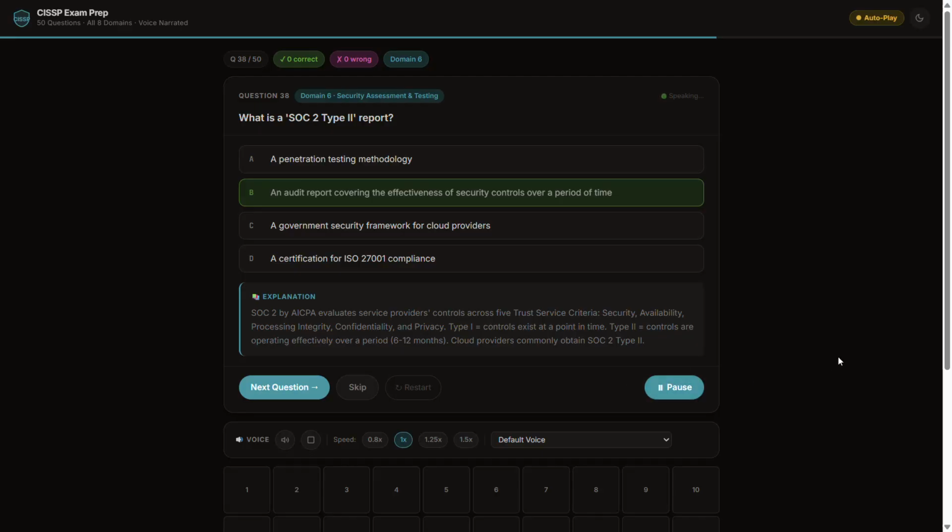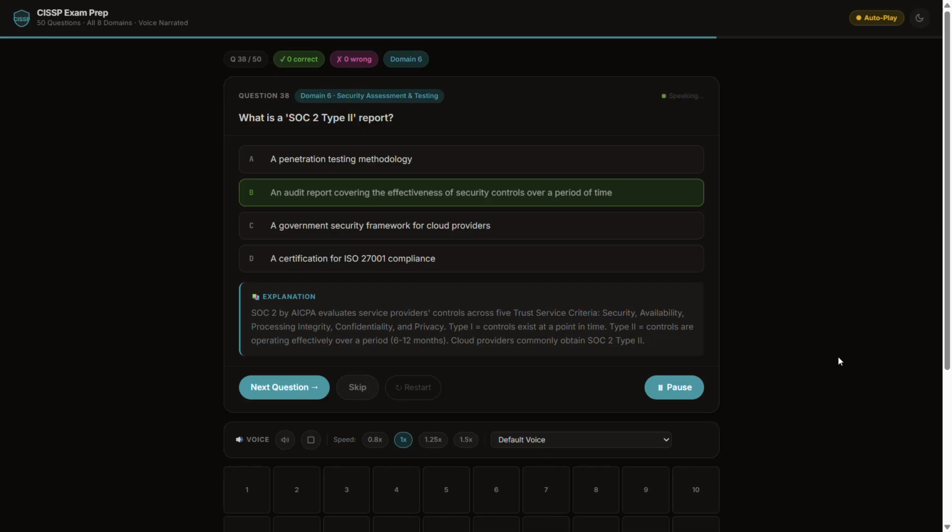Question 38. What is a SOC 2 Type 2 report? Options: A. A penetration testing methodology. B. An audit report covering the effectiveness of security controls over a period of time. C. A government security framework for cloud providers. D. A certification for ISO 27001 compliance.